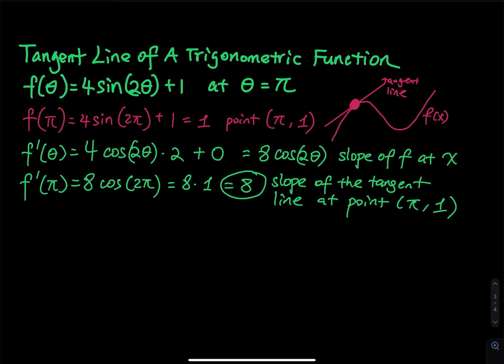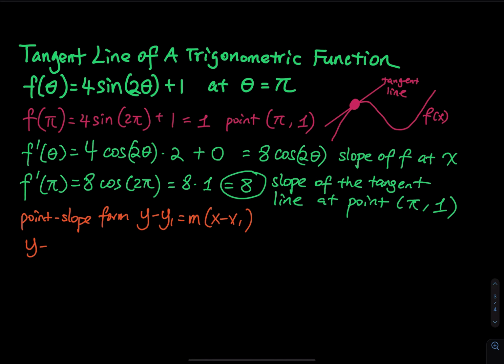And then to build the tangent line, you will need to use the point-slope form, which is y minus y1 equals slope times x minus x1. You study that in elementary algebra, intermediate algebra, and pre-calculus. And then we have the point, y minus 1 equals slope times x minus x1. They usually ask you to put this in slope-intercept form. So y is equal to ax minus a pi, and then you add 1 to it.